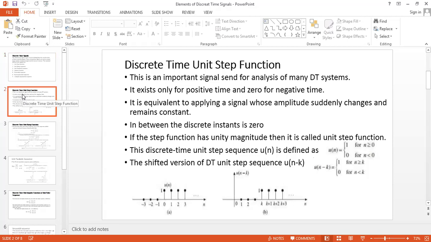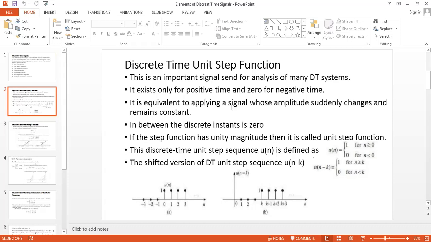Discrete time unit step function. It is an important signal that is used for analyzing many DT signals. It exhibits values only for positive time and is zero for negative time. Here, as it shows, for negative time it doesn't exist. For positive time alone, it exists. So it is called the unit step signal.